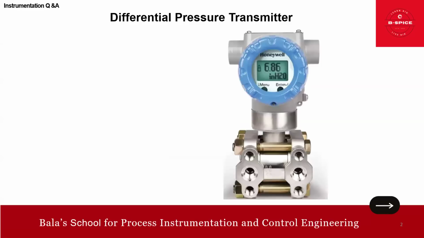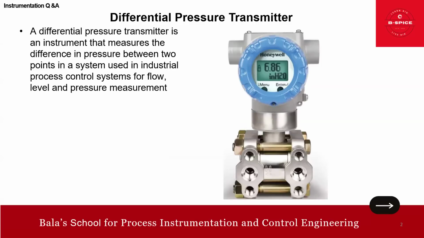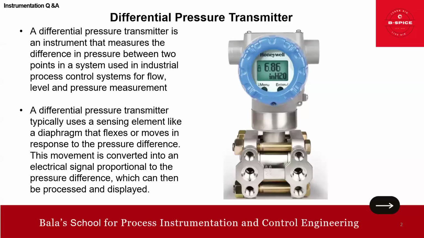So let us see the principle. A differential pressure transmitter is an instrument that measures the difference in pressure between 2 points, high pressure and low pressure, right, friends? It is used in industrial process control systems for various measurements like flow, level, and pressure. It typically uses a sensing element, like a diaphragm that flexes or moves in response to a pressure difference. This movement is converted to an electrical signal proportional to the pressure difference, which can then be processed and displayed as a reading for us. So this is just a common understanding.